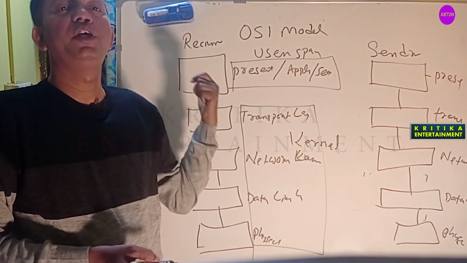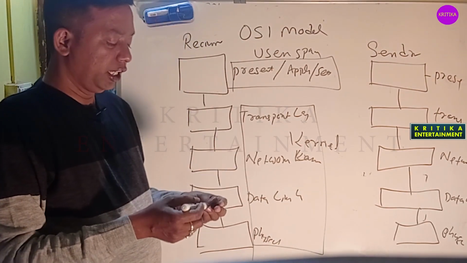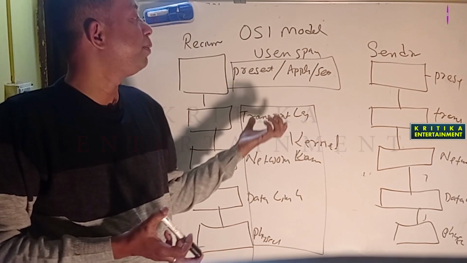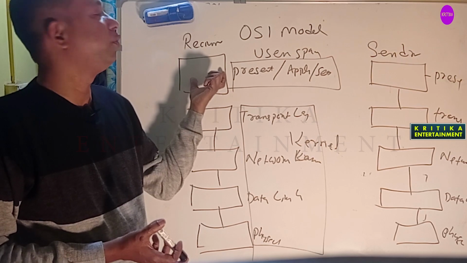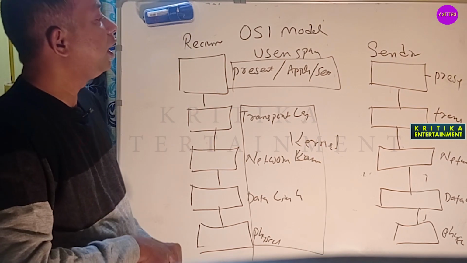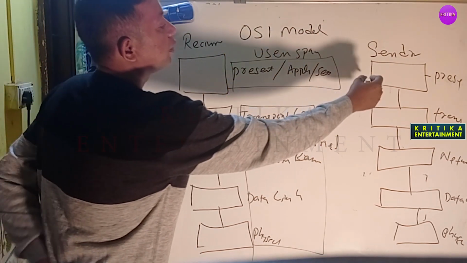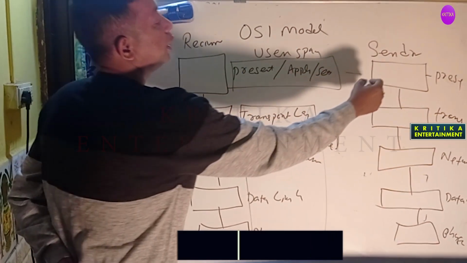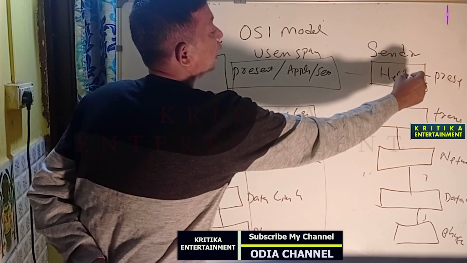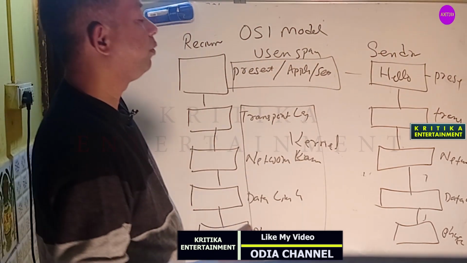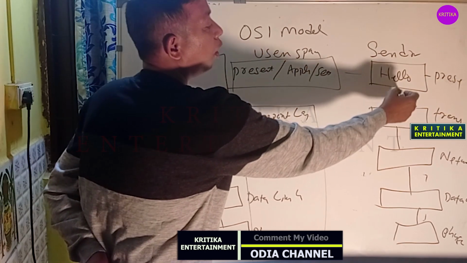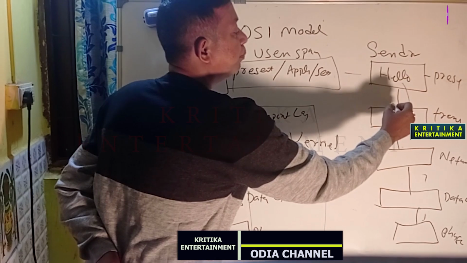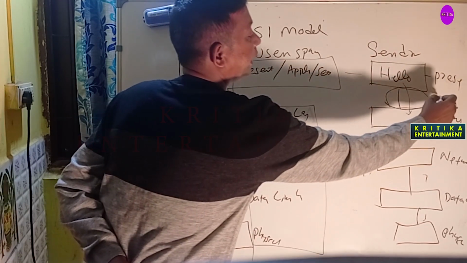User space means here you write only the logic, if, else, switch case, and which type of variable you have to declare, int, x, y. So this is your user space, and all these other layers are your kernel space. So when you send the message hello, what will happen? It will not move directly to the transport layer. In between, one socket is created.